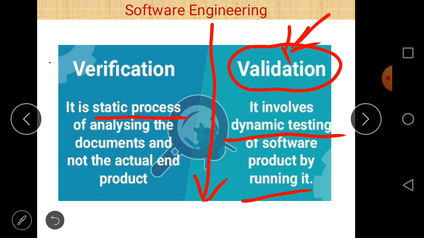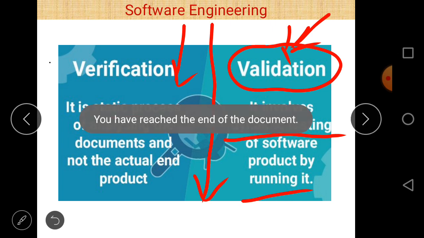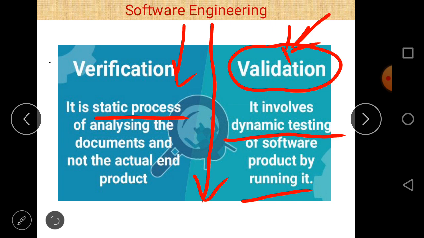So we can say that if the software is made according to the user requirements, that is called verification. Validation means that the software is running properly, there is no error at all. It does not concern the requirements of the software. It is actually concerned with the successful execution of the software. That is validation. So this is a very important point for verification and validation. And next is the last slide, verification and validation.